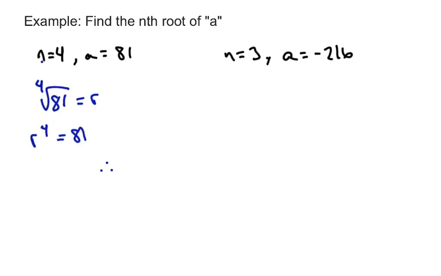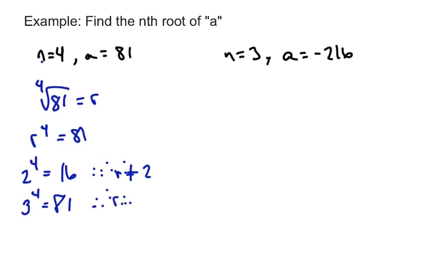Now, by the definition, that means that r to the fourth power has to equal 81. So we can just kind of start guessing. Check out 2 to the fourth power. Well, 2 to the fourth power is 2 times 2, which is 4, times 2, which is 8, times 2 again, which is 16. Therefore, r is not 2. If we look at 3 to the fourth power, well, 3 times 3 is 9, times 3 again is 27, times 3 one more time is 81. That means that r is equal to 3. So, the fourth root of 81 is 3.